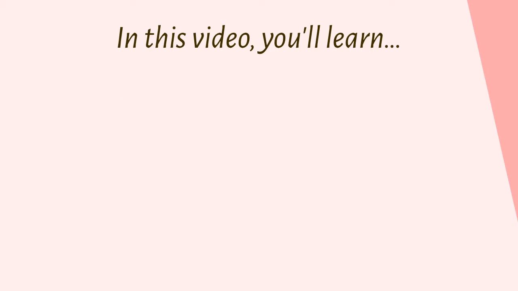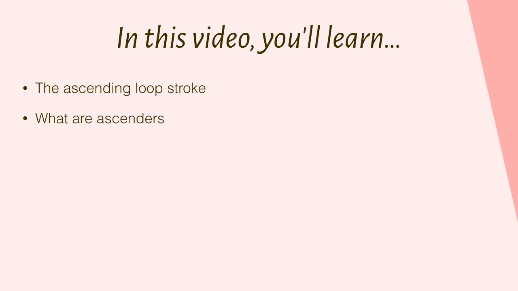So in today's lesson, we're building on that anti-clockwise pressure change that we learned in the last lesson to form the ascending stem loop. I just call it the ascending loop because it's easier. And the reason for this loop is because they form your ascenders. So ascenders are something that you'll be learning about, well, now.